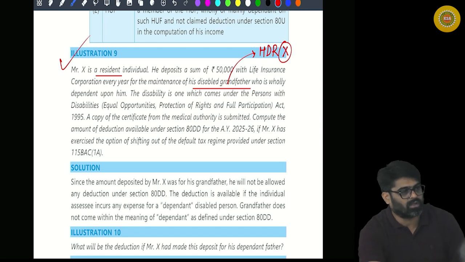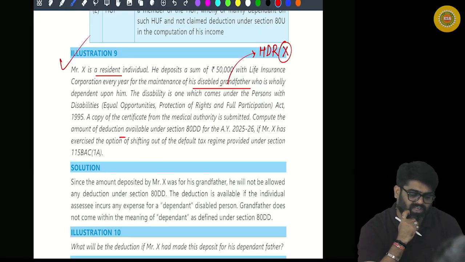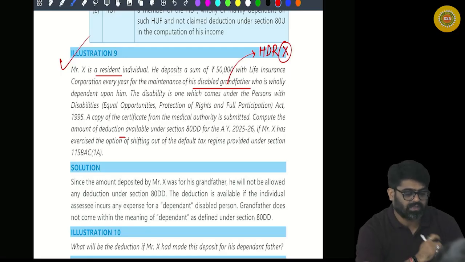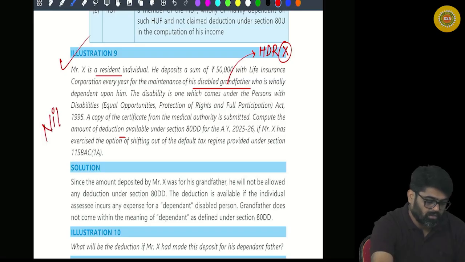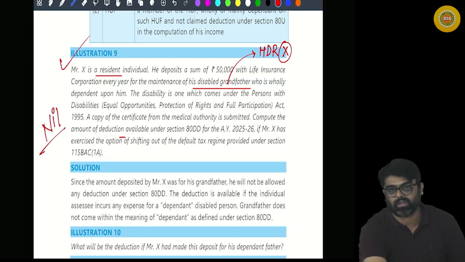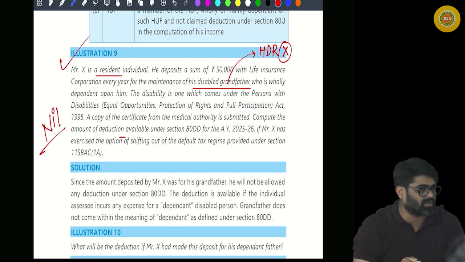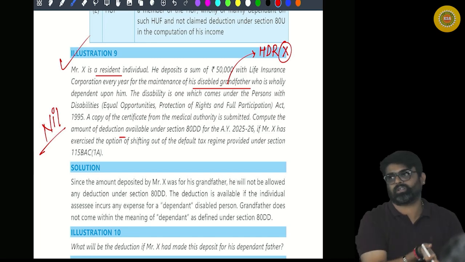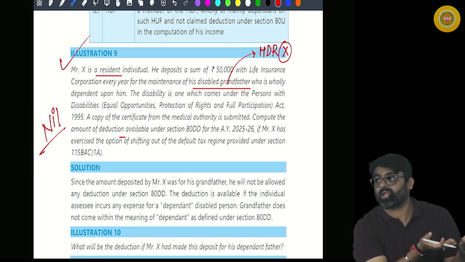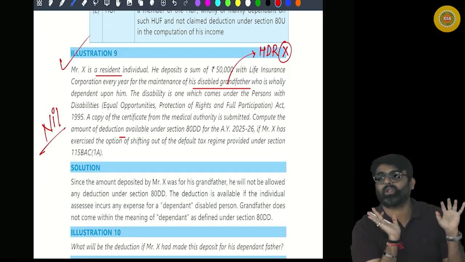The disability is one which comes under the Persons with Disabilities Act, full time pass. Compute the amount of deduction available under 80DD. If Mr. X has exercised the option of shifting out, yes or no? What will be the amount of deduction? Come on, tell me. Nil. Why nil? Even if the grandfather is disabled, even if he is dependent, but he is not a specified relative, he is not SSPC, yes or no? And even if the amount is deposited for such type of dependent disabled, still I am not eligible to get 80DD.